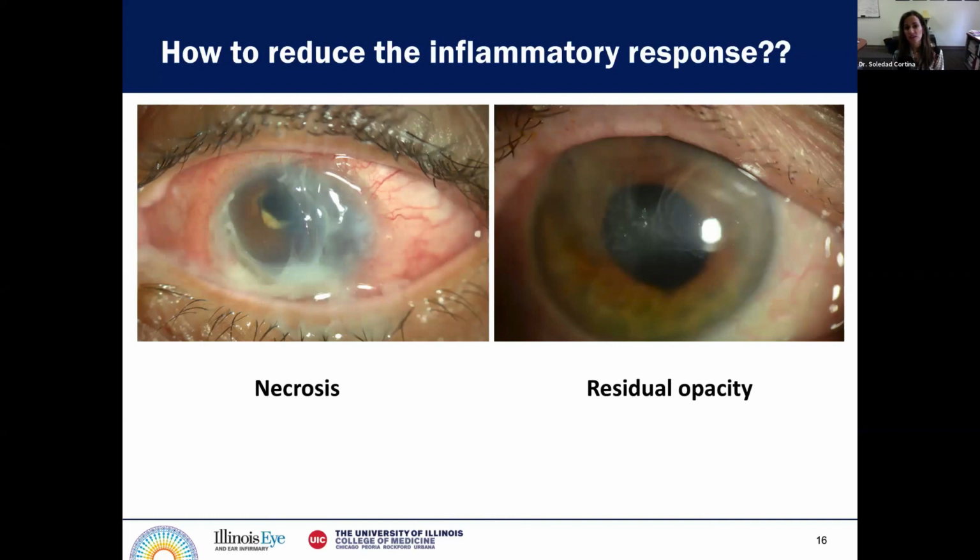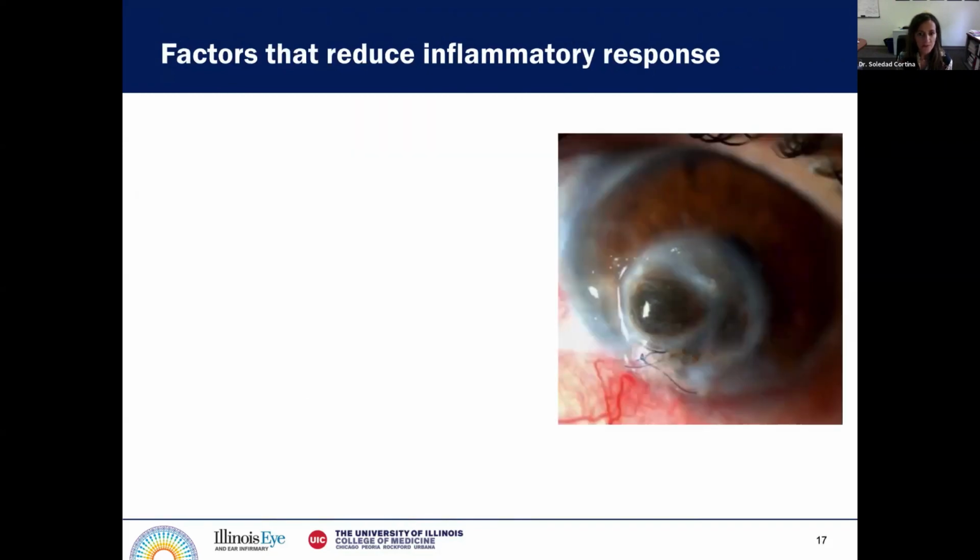So how to reduce the inflammatory response? Because largely, and unfortunately, infectious keratitis continues to be a significant burden in the world, because it will give residual opacity that permanently affects the vision and can cause severe complications like necrosis and perforation, requiring therapeutic keratoplasty and with permanent sequelae in these patients. So how can we reduce the inflammatory response and hopefully reduce the necrosis and the residual opacity so that we can reduce the burden of disease?